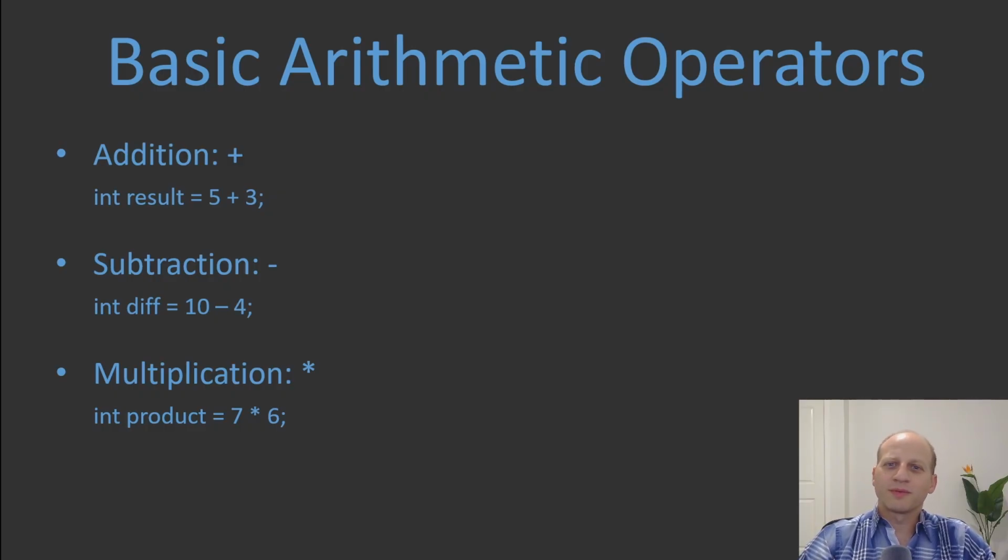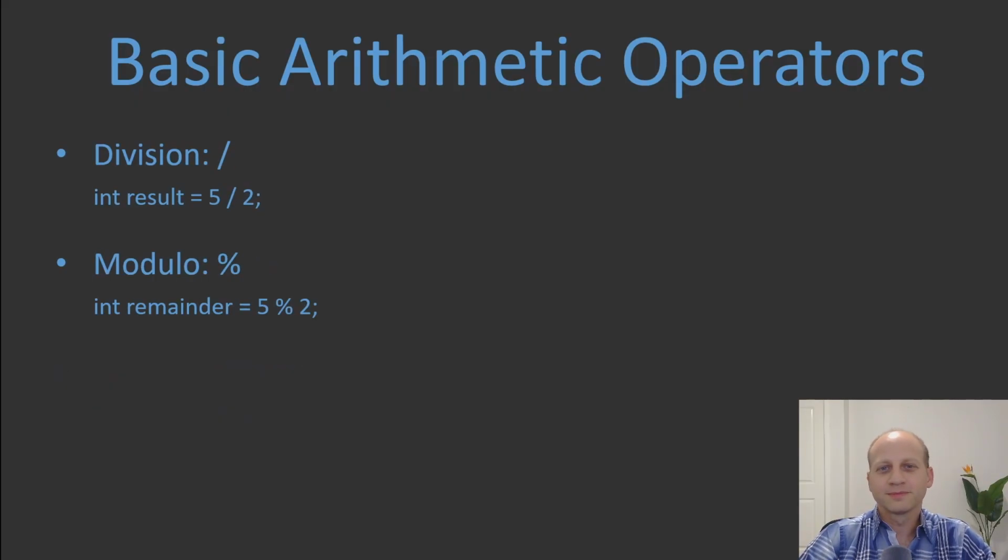Let's start with basic operators that we have in C#. First, there is the addition operator that adds two numbers. In this case, the result variable will be assigned with 8. We have the subtraction operator and multiplication. These operators work very similar to what we are used to in math. In addition, there are two more operators that maybe need a little more attention.